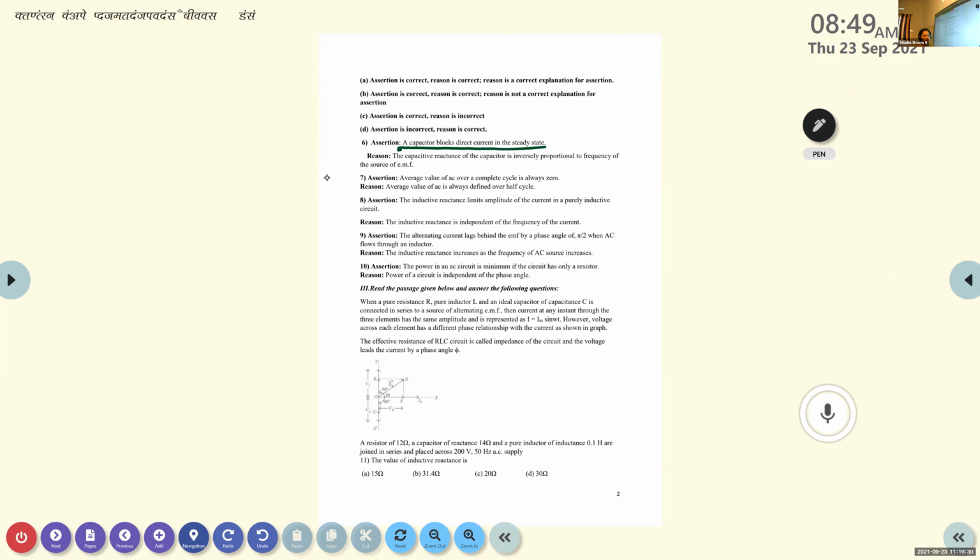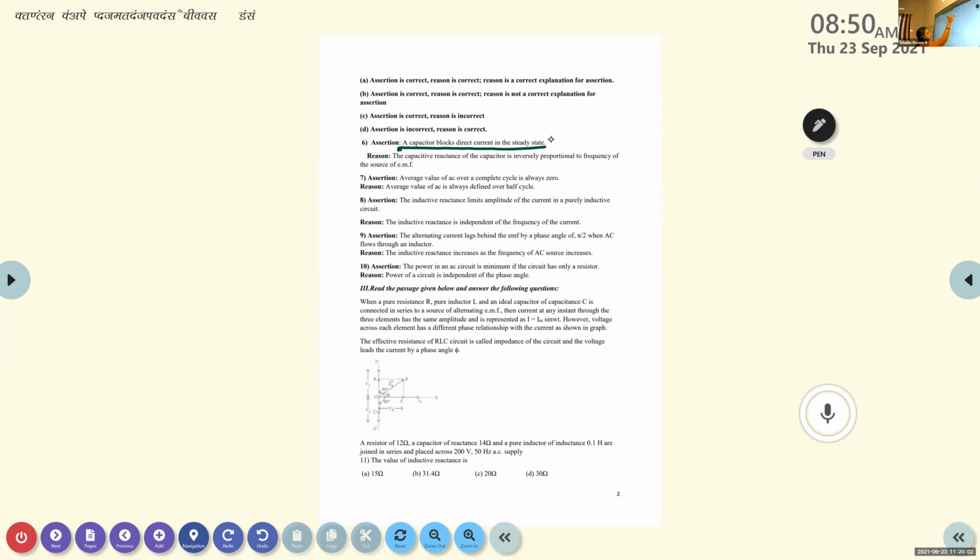Ma'am, so can the reason also be that? Yes, actually the reason is the correct explanation. Whenever the frequency decreases, what happens to the capacitive reactance? It increases. Capacitive reactance increases. And if the capacitive reactance offers a higher resistance, what happens? It blocks the direct current flowing through the circuit. Okay, ma'am. So the reason is the correct explanation for the assertion.